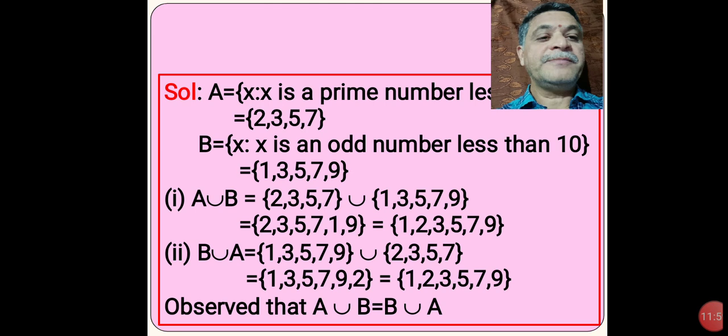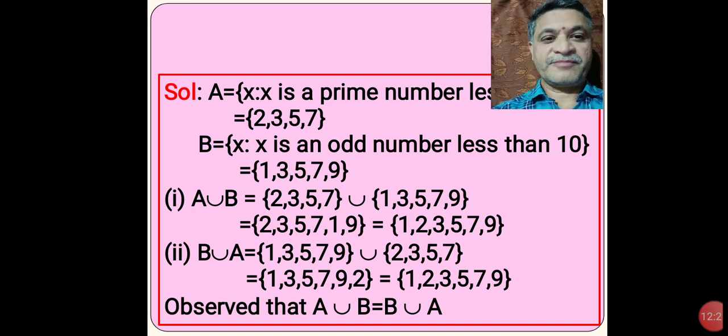And then A union B is {2, 3, 5, 7}. As per our norms, first you write all the elements in the first set, that is 1, 3, 5, 7, 9. Then go to the second set. 2 is not in the first set, so you write 2. And 3 is there, 5 already there, 7 already there. No need to write any more elements from B. So you have 1, 2, 3, 5, 7, 9.